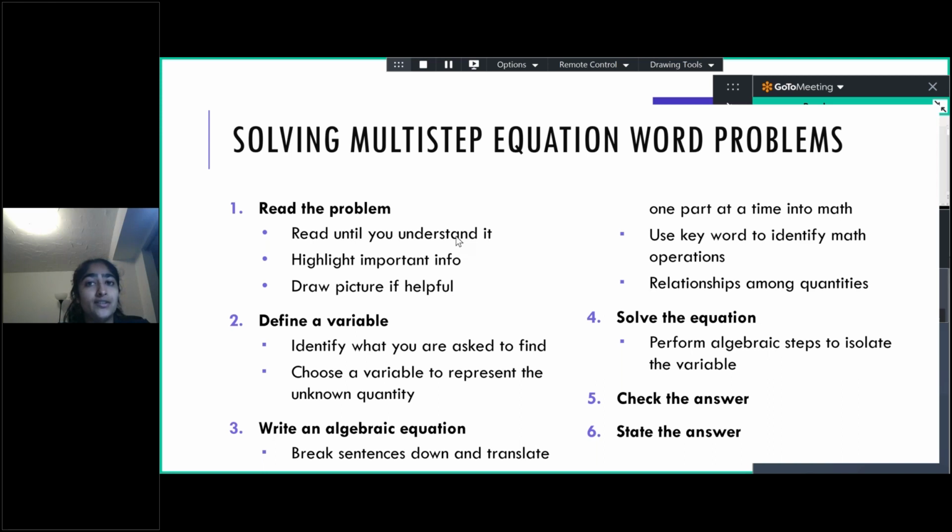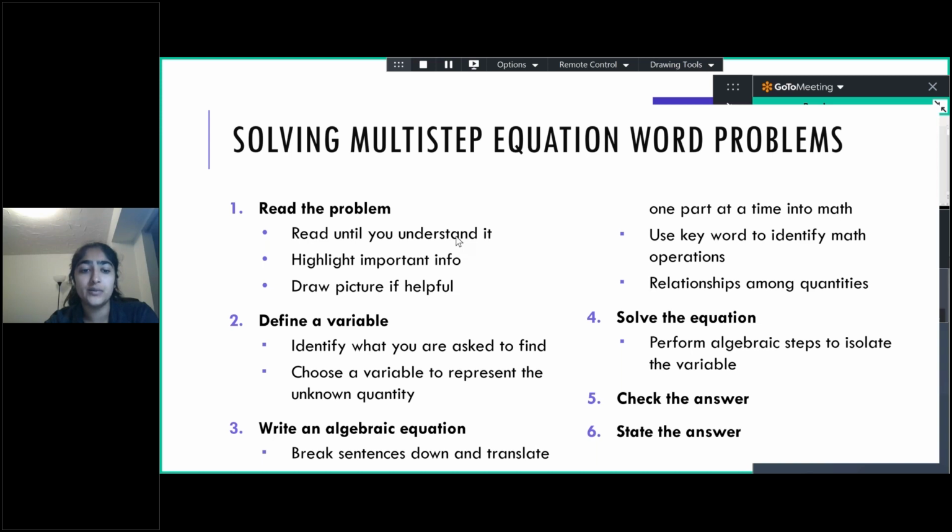You want to read it until you're able to understand what you're being asked for. It's a good idea to usually highlight some of the important info, and it can also be really helpful sometimes to draw a picture, if possible. Usually in these word problems, you are able to define a variable. You identify what you're asked to find, and you define a variable for that particular thing to represent the unknown quantity.